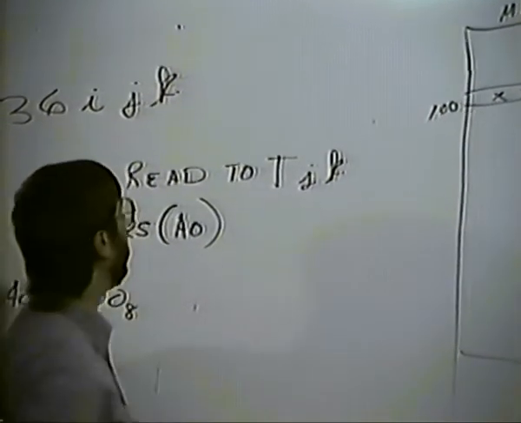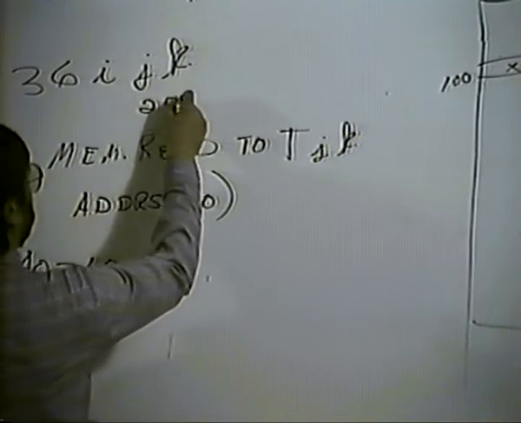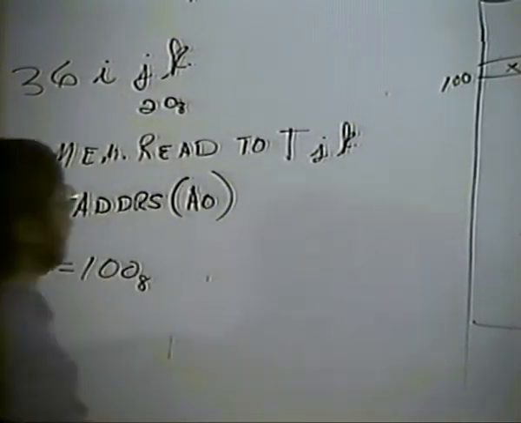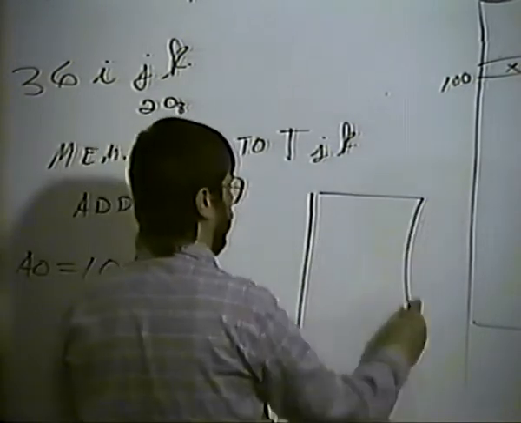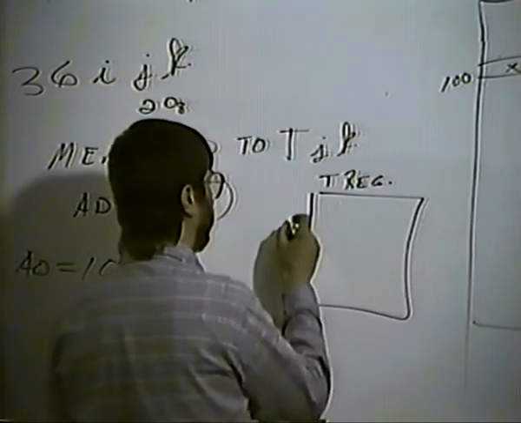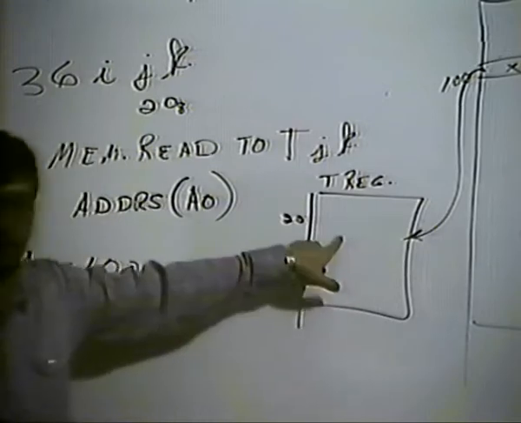Well, let's give JK a number. Let's give that a 20 octal. So here's our T registers. We're going to come here at 20. We're going to put this data in there at location 20.